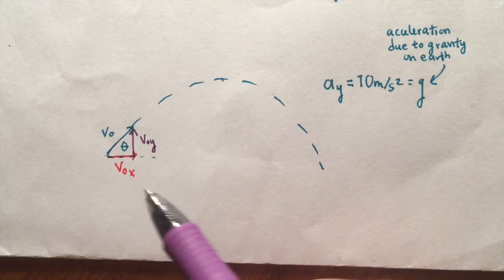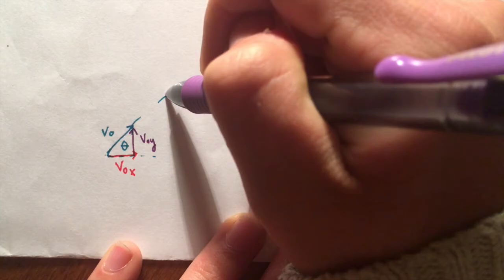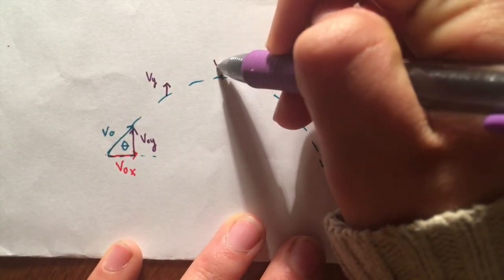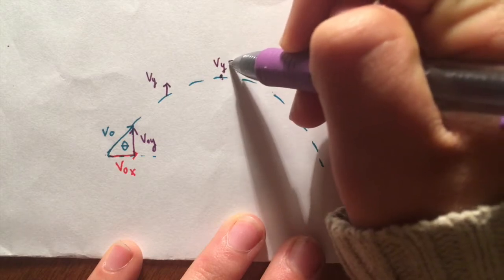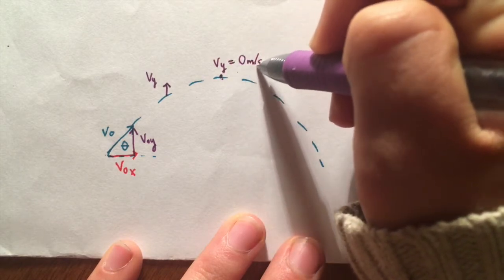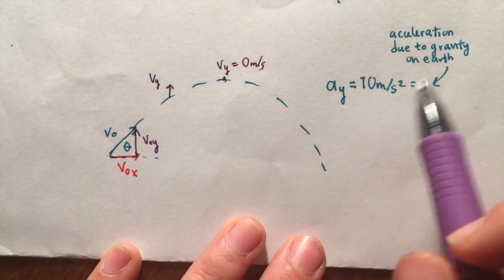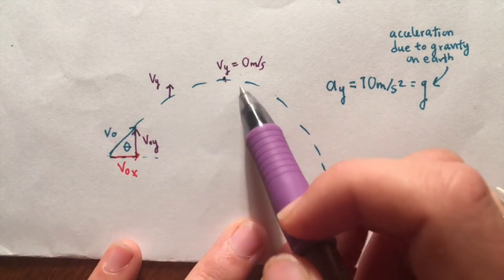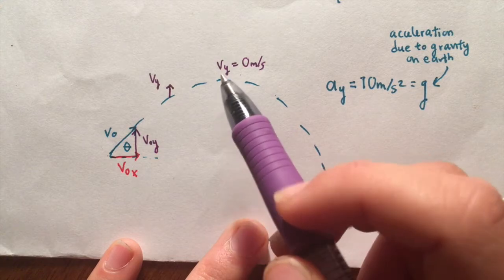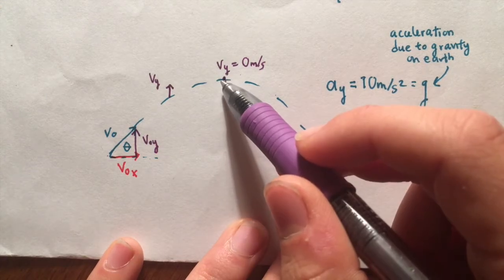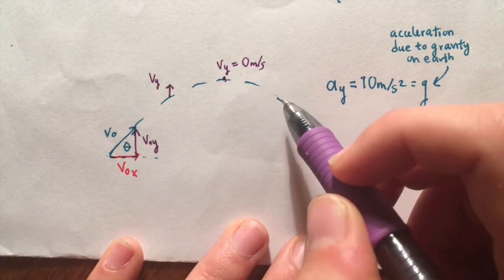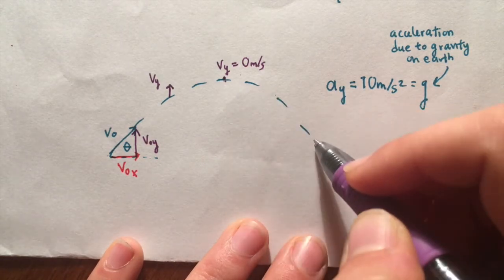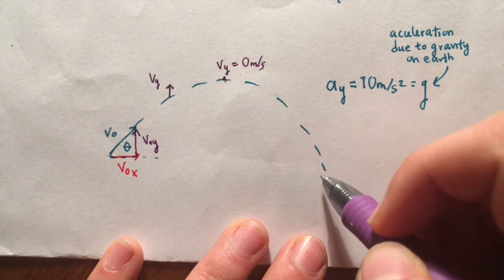The vertical velocity as time passes is going to get smaller and smaller until at the peak the velocity vertically is equal to 0 meters per second. Because it was moving upwards and now it's going to turn around and go back down, which means for a split second it has to come to a stop. Then the projectile starts moving towards Earth again. So it starts speeding up in the negative direction. It starts speeding up towards Earth.